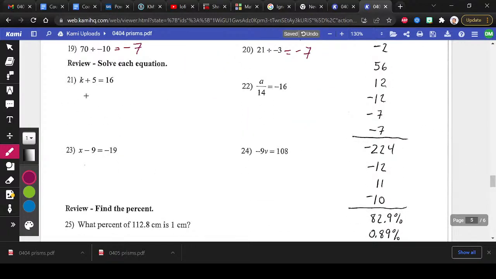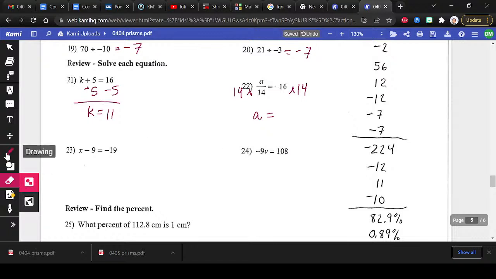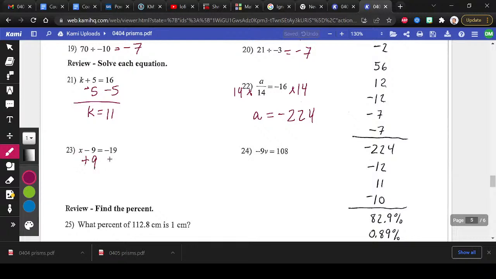Number 21. We subtract 5 from both sides. That gives us 11. Here we multiply both sides by 14. And -16 times 14 is -224. I'm not writing very well. Let me try that again. Here we add 9 to both sides to undo subtraction. That gives us -10. And over here we divide both sides by -9 to undo multiplication. And that gives us -12.